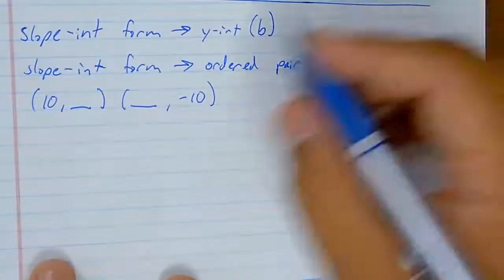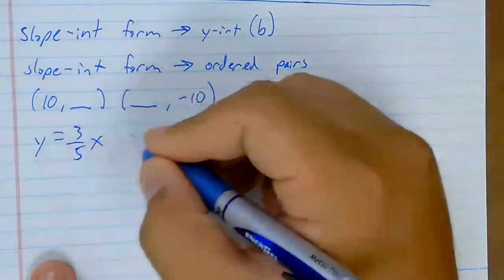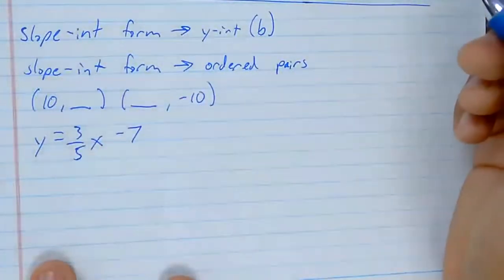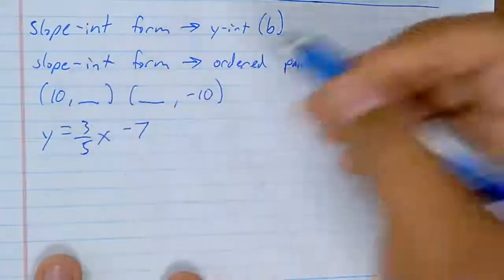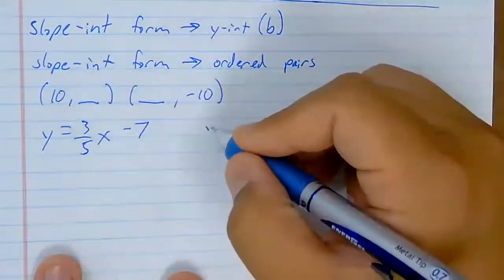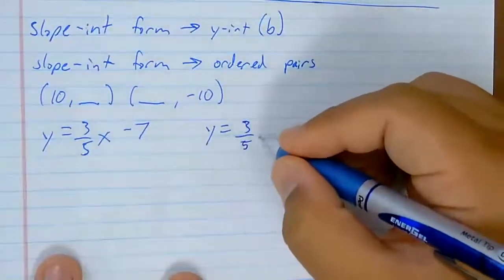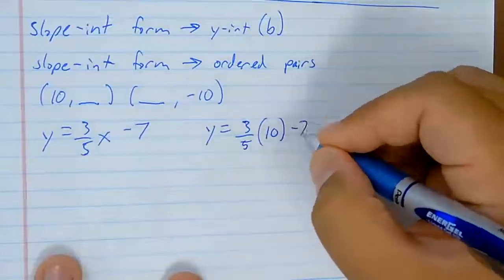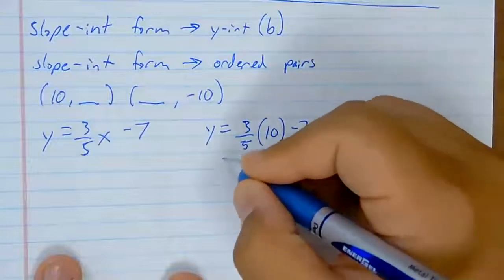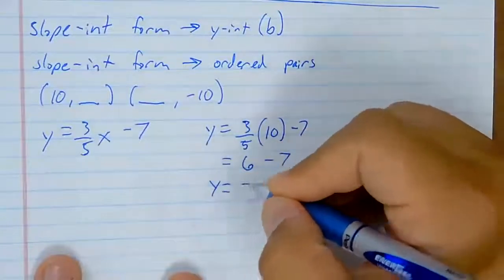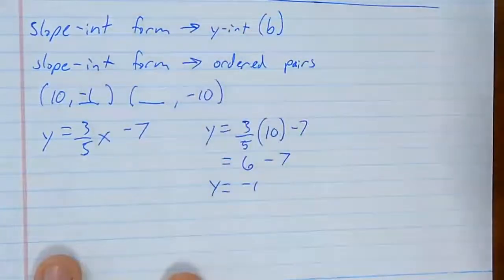We're going to use our same equation as before: y equals 3/5 x minus 7. In order to find this first blank, all we're going to do is plug in 10 for x. So we have y equals 3/5 times 10 minus 7. This is 6 minus 7. So y equals -1. So we have an ordered pair of (10, -1).